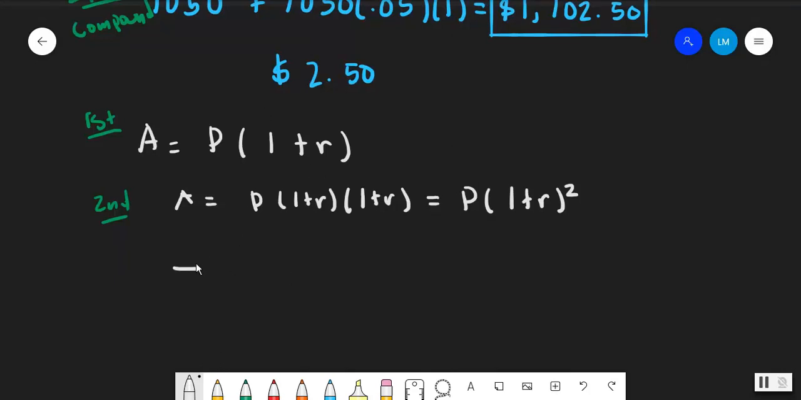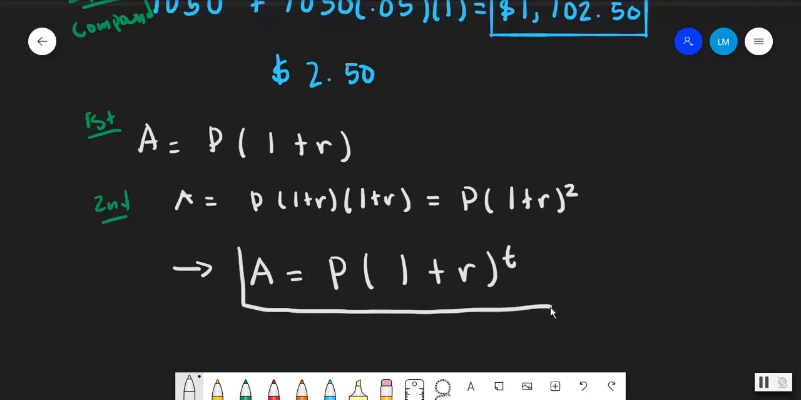I'm going to have that over time, that's going to give me the following: P times 1 plus r, but raised to the t, because you're determining what the compounded amount is by using the amount of years that it's going to be done.